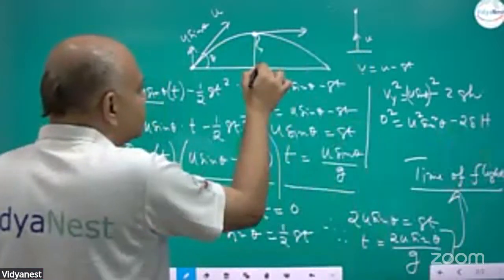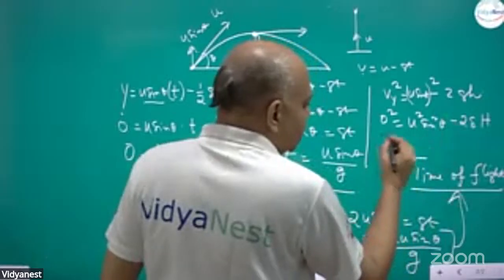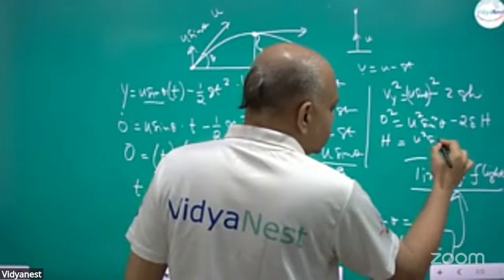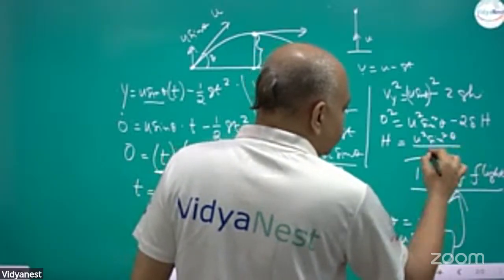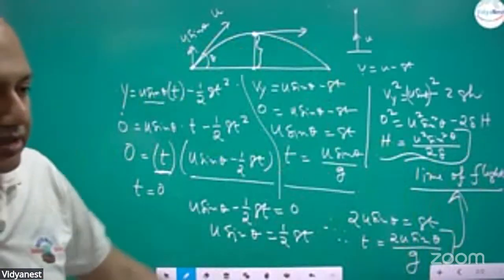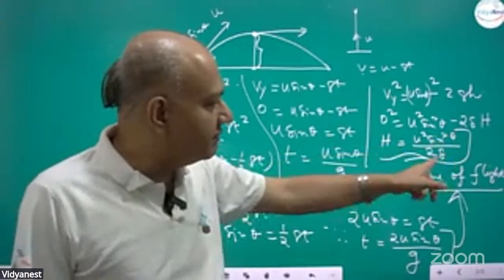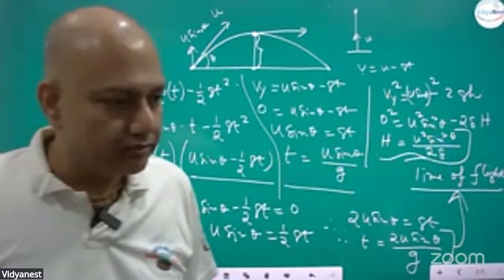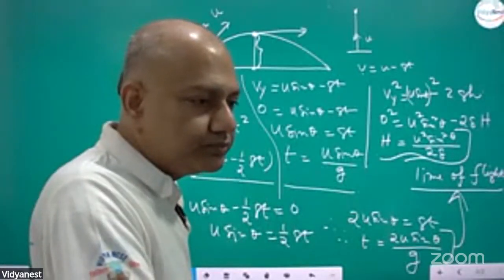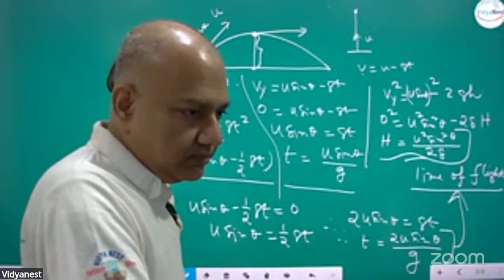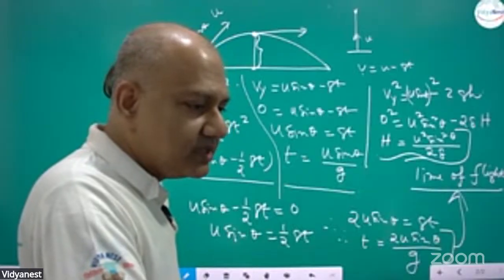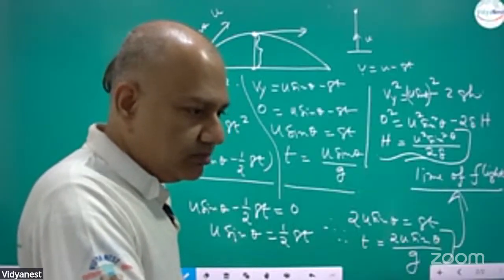This is capital H. Therefore, solving this equation, H can be written as u square sine square theta divided by 2g. This is the maximum height. I think it is clear, isn't it? Yes, sir. It's clear. Very good.